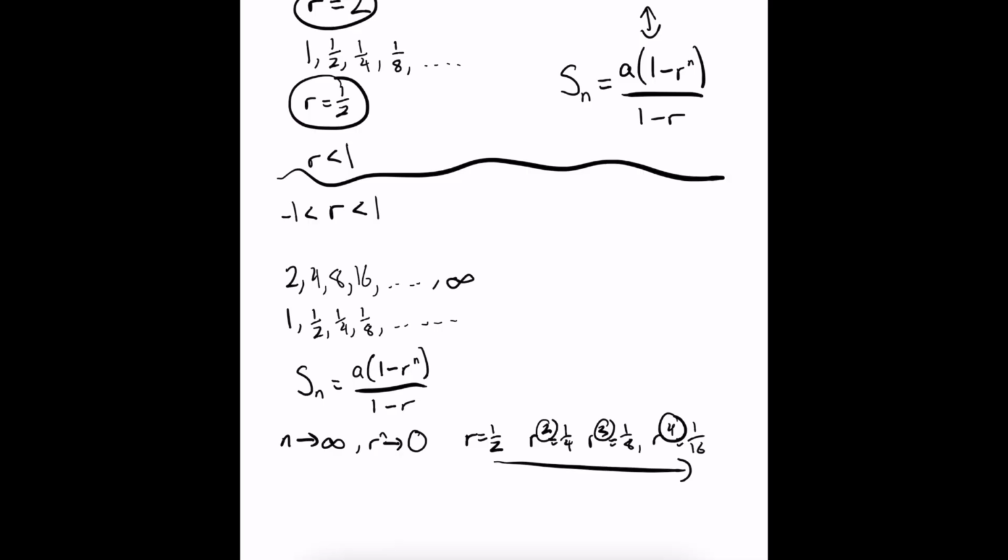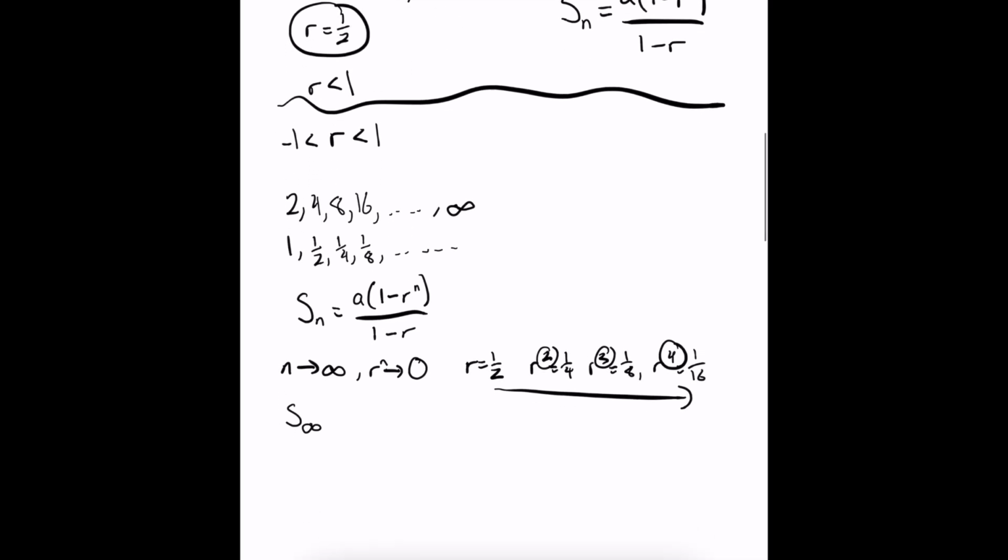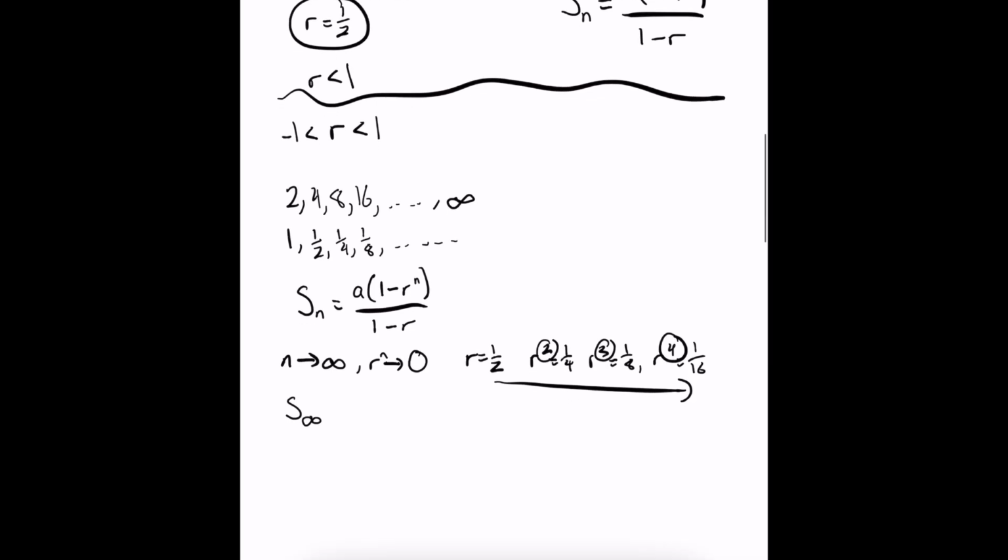So that means we say S infinity, the sum of infinite terms or limiting sum, is equal to 1 minus 0, because r to the n we said was 0, over 1 minus r. And this just equals a on 1 minus r. So this is our formula for limiting sums. Hopefully that proof makes sense, and we're going to be using this formula to answer some questions.